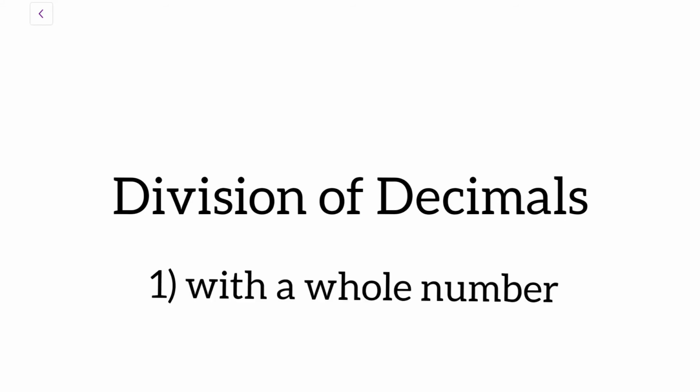Alright, let's look at division of decimals. Okay, first we'll look at division of decimals with a whole number. Alright, let's take an example. 34.2 is your decimal divided with 2. 2 is your whole number. How do we do this? Again, you've seen it earlier. I'm quickly going to show you this so that you will quickly remember what you learned. Alright, let's do the regular division.